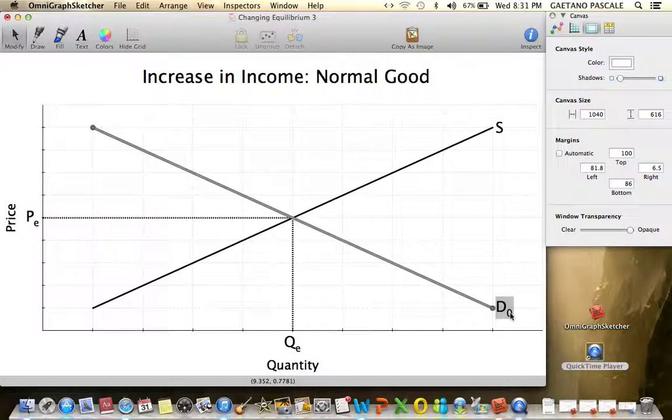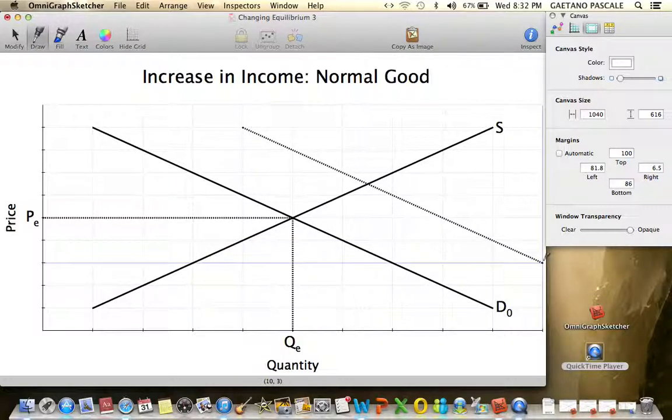Or if you're shifting supply, make sure you label the supply curve as the original versus the new supply curve, so I know which is the original and which is the new supply curve. Because there's a positive relationship between an increase in income for a normal good and demand, the demand curve will shift to the right. So when you answer a question like this, just draw in a new demand curve that is shifted to the right.